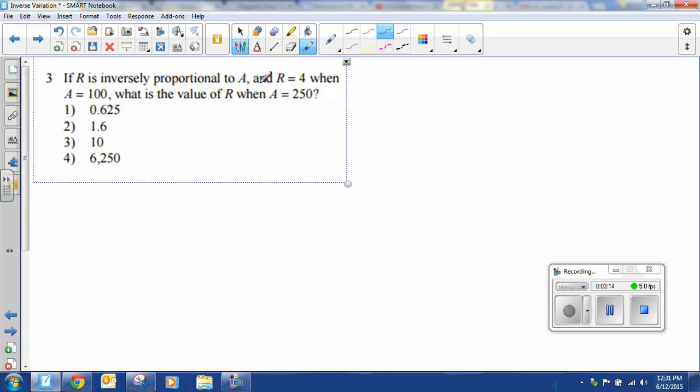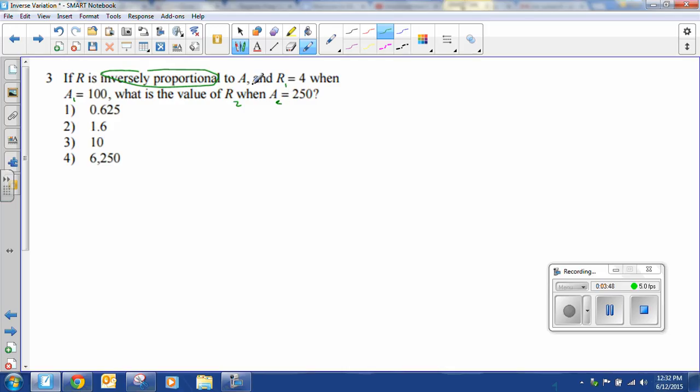So here we have A and R. We have the wording inversely proportional. Let's just start over with this one. So R is inversely proportional to A, and R equals 4 when A equals 100. There we go. So the 1 goes here and the 1 goes here, not there. What is the value of R when A equals 250? So we put the 2's over there.